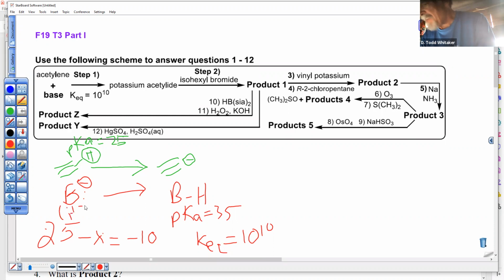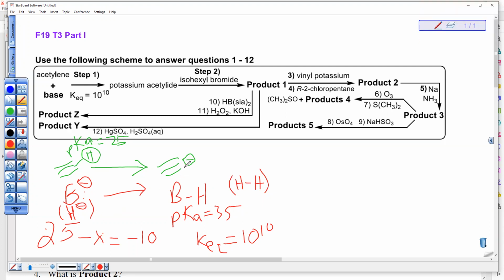Because H minus, I'm really having computer issues today. I didn't know this was going to happen. This is equal to H2, which is the only acid we know with a pKa of 35. So the base has to be H minus. Pick that base as your choice in the answers.